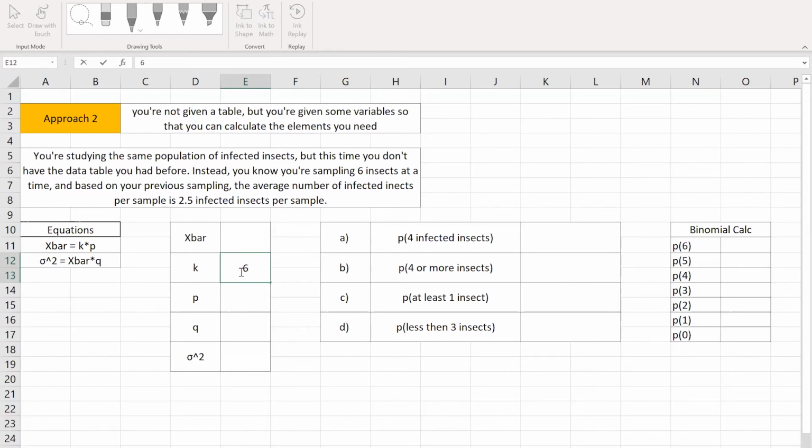And based on our previous sampling, the average number of infected insects per sample is 2.5. So I've told you in this example that the X bar, the mean, the average number of infected insects per sample is 2.5. So we can now fill out the rest of this and then calculate the probabilities. So the probability of success, remember, from here is X bar divided by K. Our probability of a failure then is 1 minus the probability of a success. And finally, our estimated population variance is equal to X bar times our probability of a failure, Q.